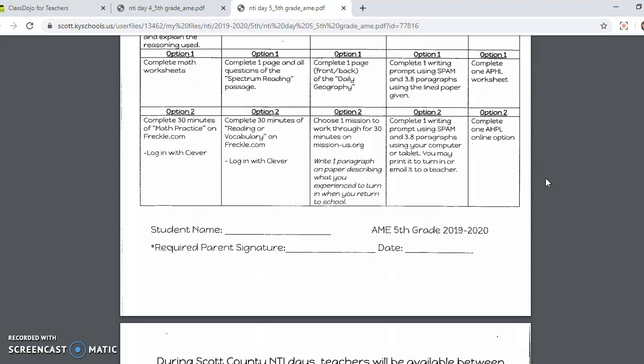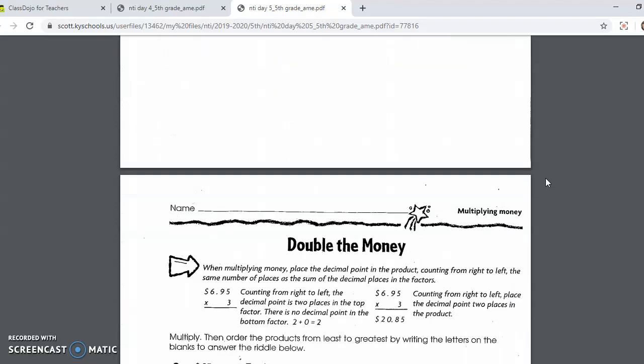Alternatively, if you'd rather do digital, you can complete math and reading vocabulary on Freckle for 30 minutes each, for a total of an hour. Social studies, you can do 30 minutes of Mission US along with a paragraph about it. Writing, you can complete digitally and turn into me through Google, and then there's an online Apple option as well.